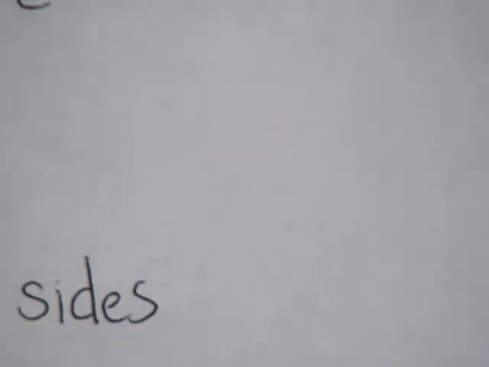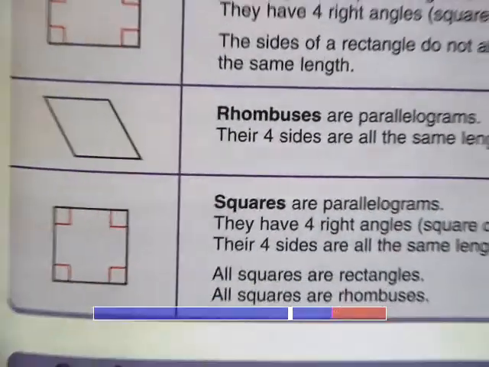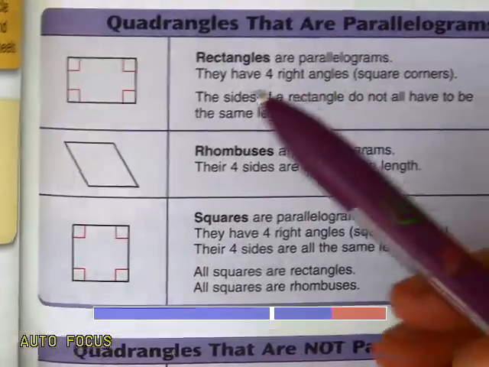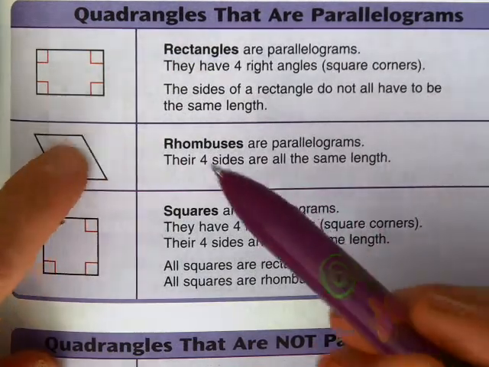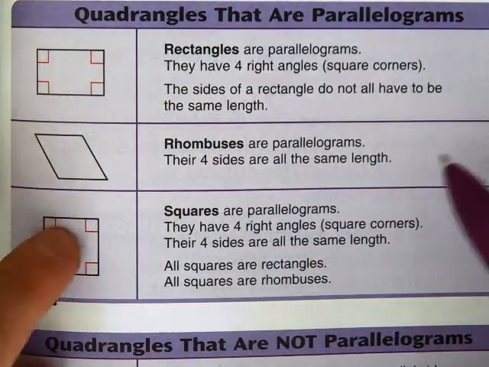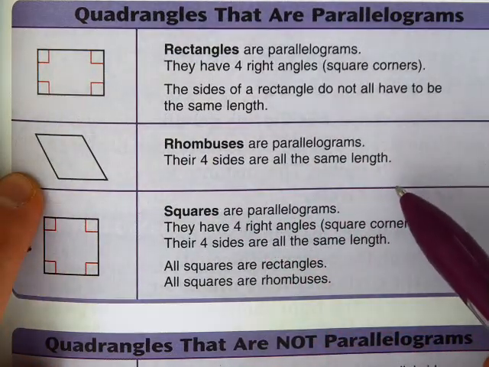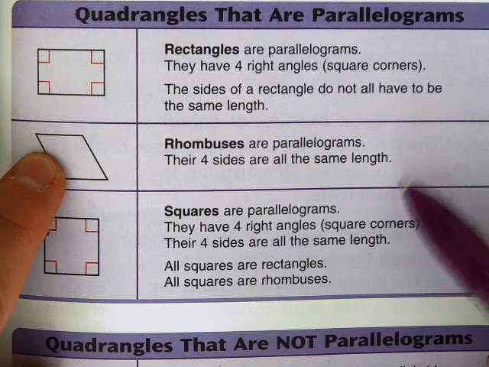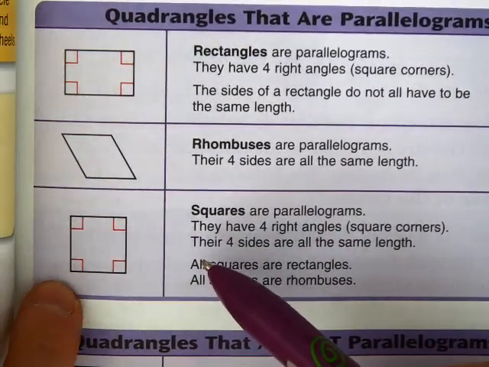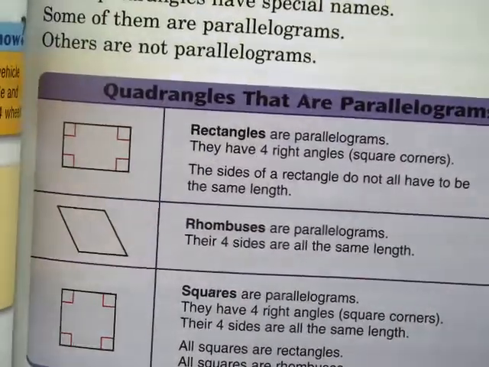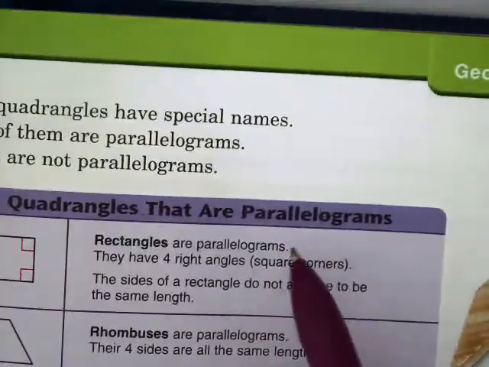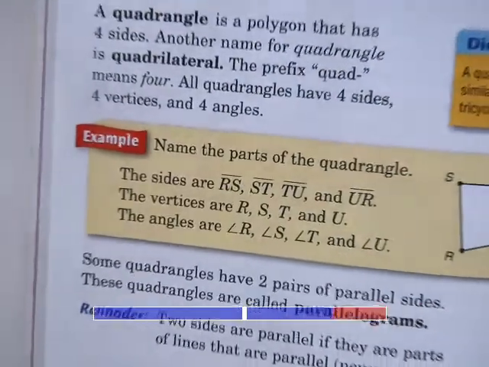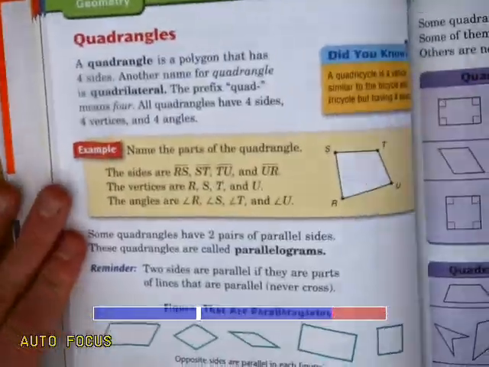And for a rhombus, you see right here, zoom out a little bit. There are some definitions. Rhombuses are parallelograms. Their 4 sides are all the same length. So this is the definition of a rhombus. Here's actually a picture of a square for you to take a look at too, if you'd like to. And then parallelogram. We're going to talk about parallelograms next. There are a lot of words for this one.